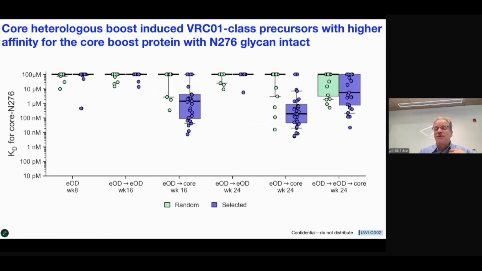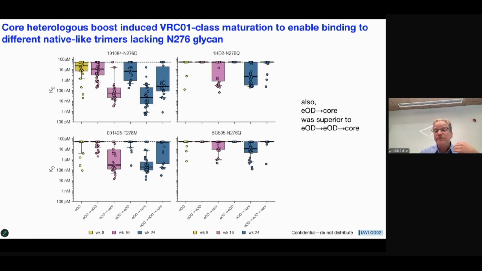Really quickly, in order to make a VRC1 class vaccine, we need to induce VRC1 class antibodies that can accommodate the N276 glycan, the glycosylation site right at the edge of, or part of, the CD4 binding site. Our immunogens currently don't have that in there. In our vaccination plan, we introduce the glycan later in the series. What we're showing here is that the selected antibodies from the heterologous boost group actually have some affinity for the core immunogen with the N276 glycan added back. So increased heavy chain mutation is allowing them to take the affinity hit incurred by the glycan being present.